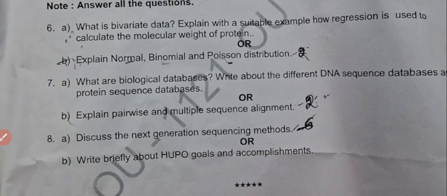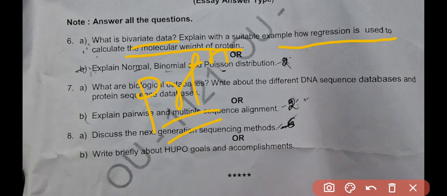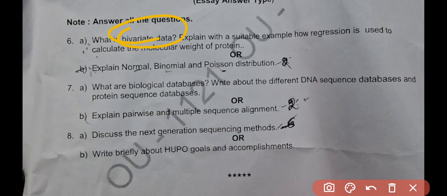And if you talk about the long ones, here you can see bivariate data, and along with that how regression is used to calculate the molecular weight of protein. So you had to calculate the molecular weight of protein along with the answer of bivariate data. You have to write totally about it. And in the next question it was asked about the normal, binomial and Poisson distribution.